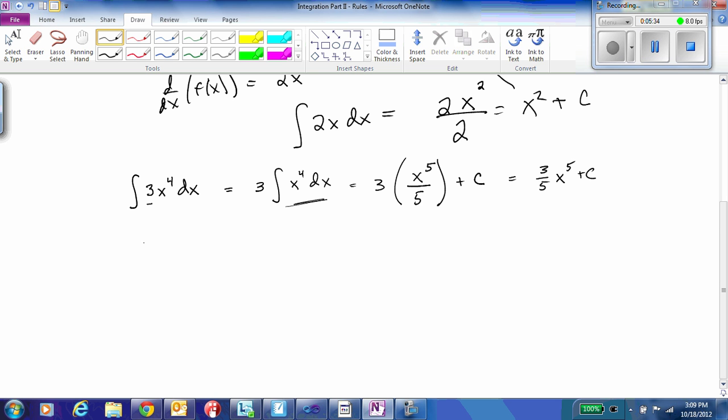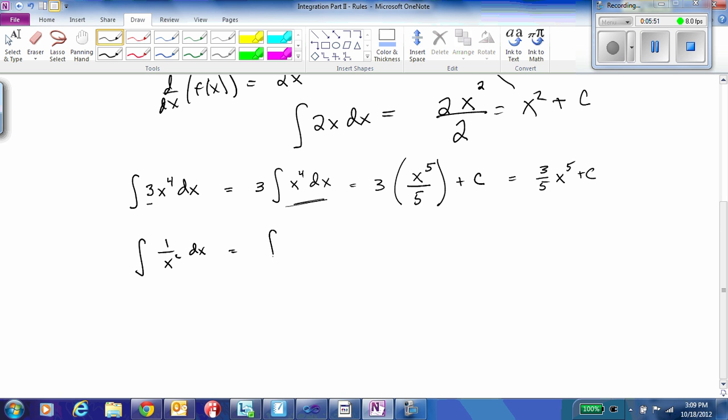Let's do another one. Integral of 1 over x squared dx. Now here, you may look and say, well, oh, wait, that's not the power rule. But it is. It's there. It just is in a slightly different form. So you have to do some rearranging.